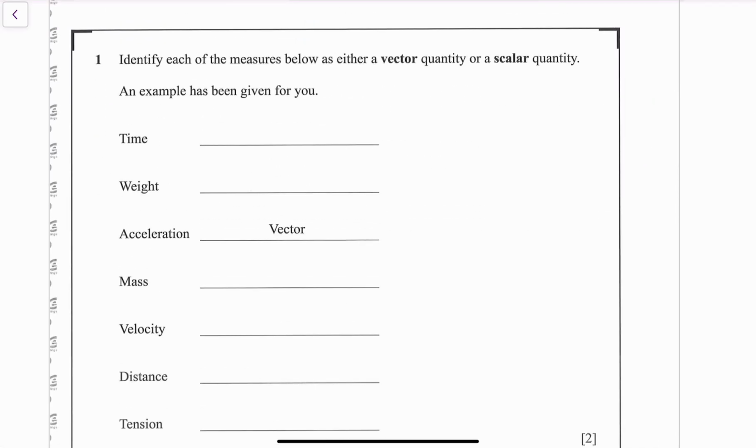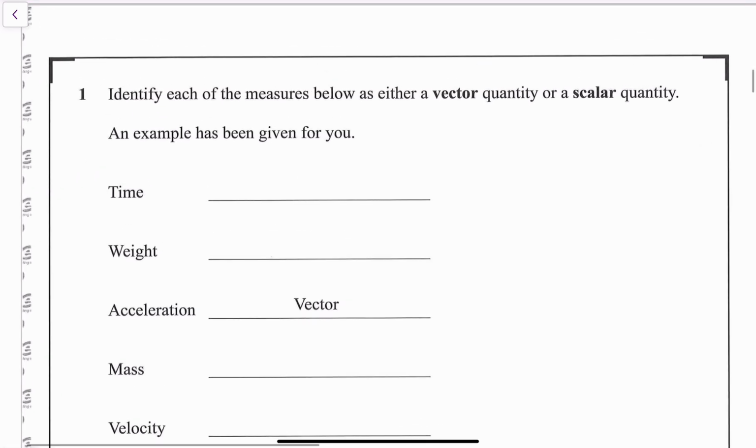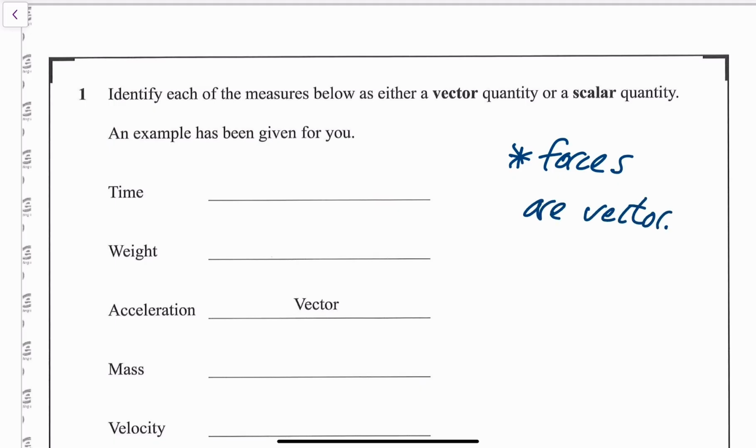Okay, if we get started then, first question, tricky enough for you. First question says, identify each of the measures below as either a vector quantity or a scalar quantity. Now, one thing that always comes up is that forces are vectors. So a force is a vector, and any of the ones which are forces are going to be vectors. Time is just a scalar. Weight is a force. It's your mass times your acceleration due to gravity, but it's a force. And it's going to be a vector then.